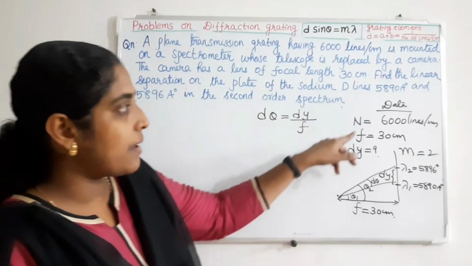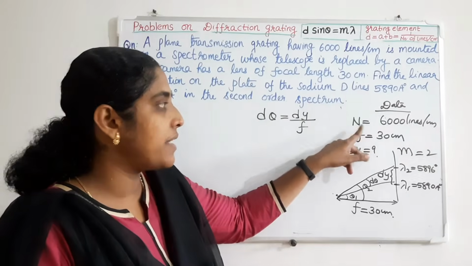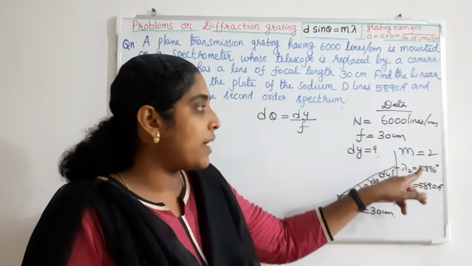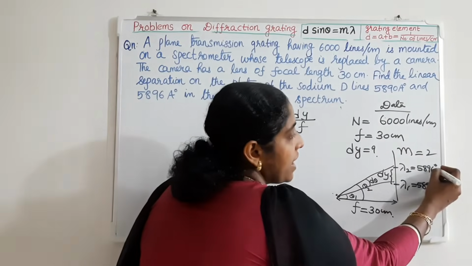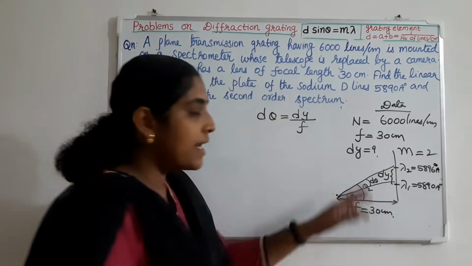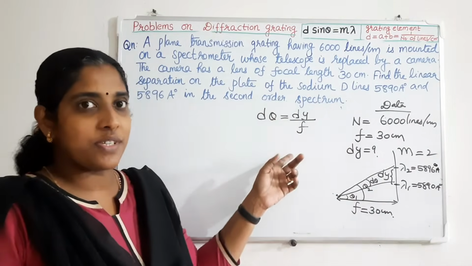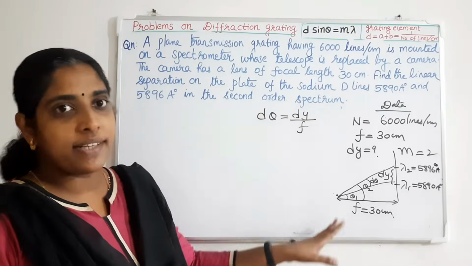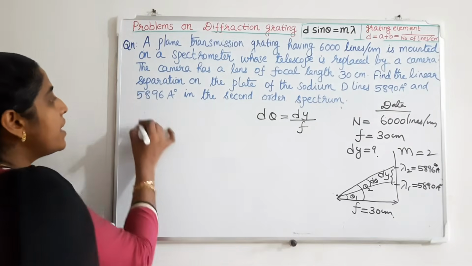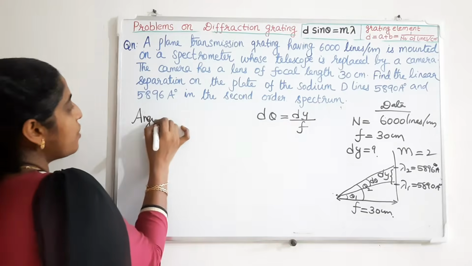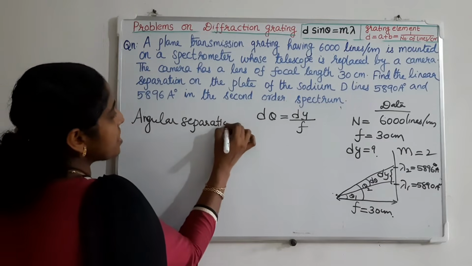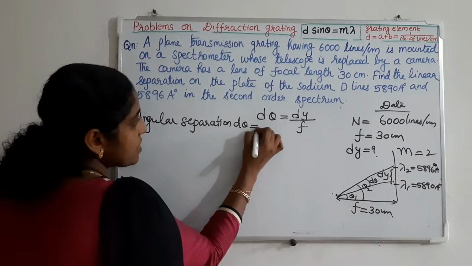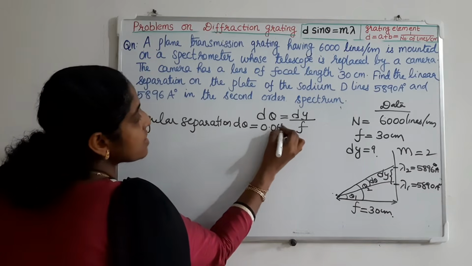See this data: the number of lines is 6000 lines per centimeter, second order, lambda 1 and lambda 2 are 5890 and 5896 Armstrong. This is the same data as the previous question, where we have already discussed the angular separation. So I am directly writing the angular separation d theta from the previous question, that is 0.06 degree.